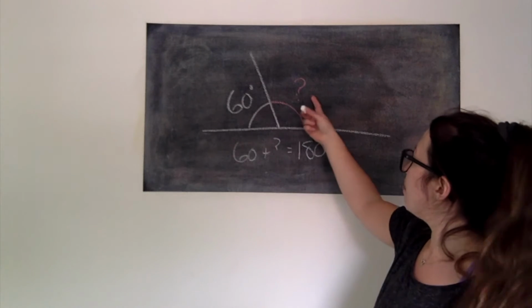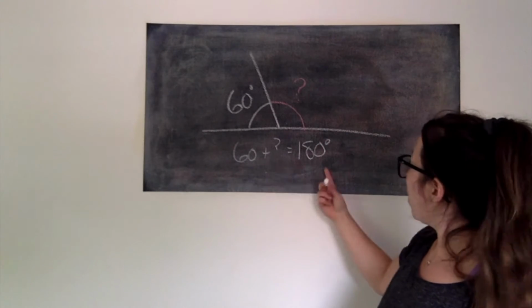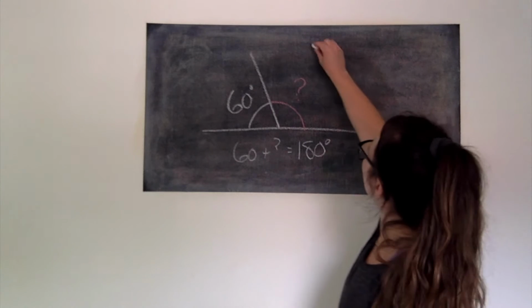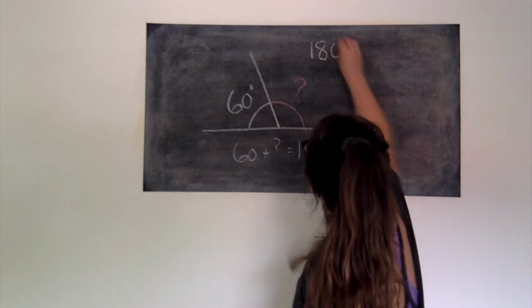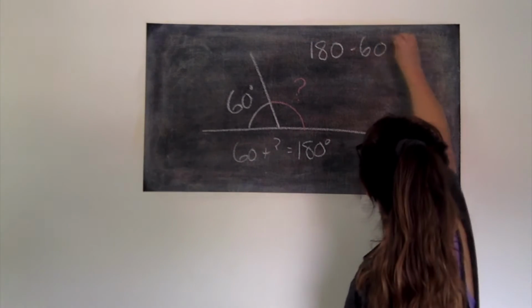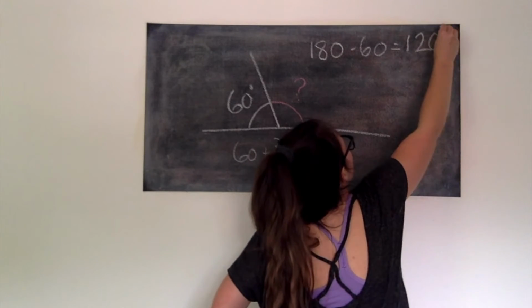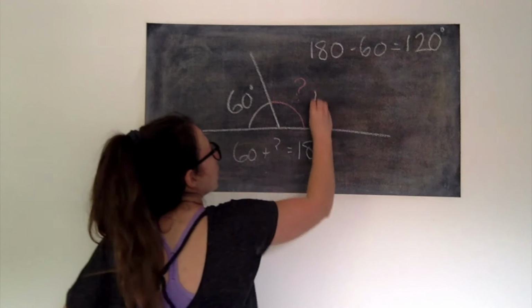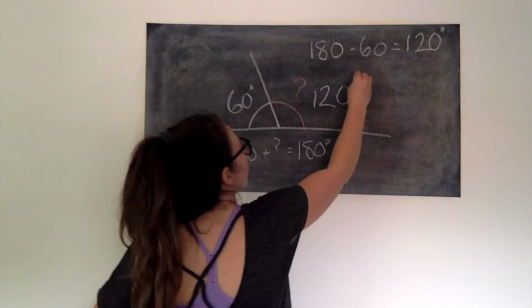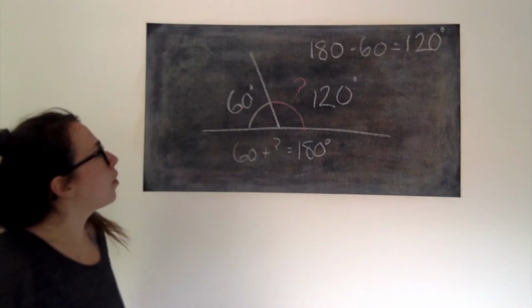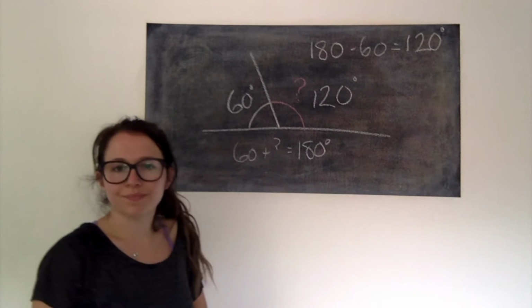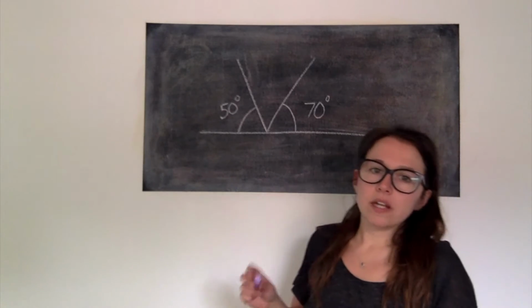So to figure out my missing angle, I need to work out what this is. So we do 180, subtract 60, 120 degrees. So our missing angle here is 120 degrees. We can add them together to check that both of them add to 180. So the next one we have is a little bit more complex.